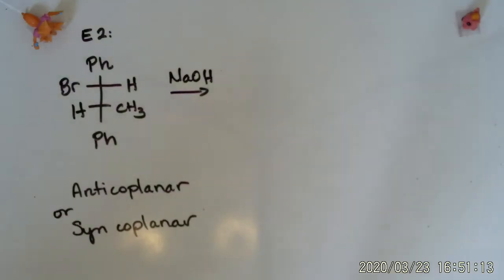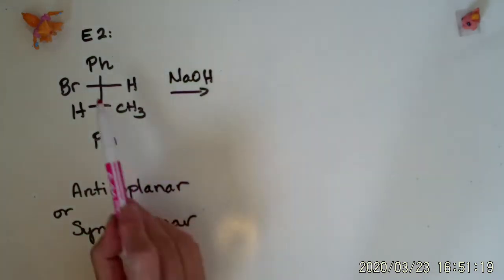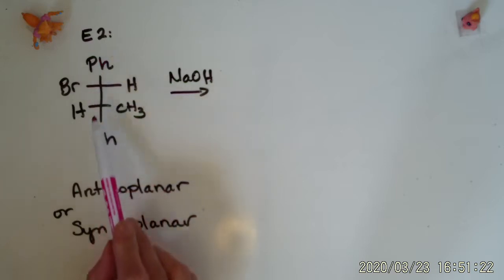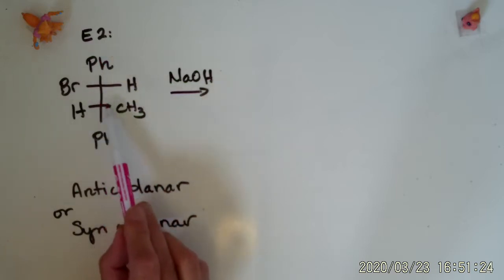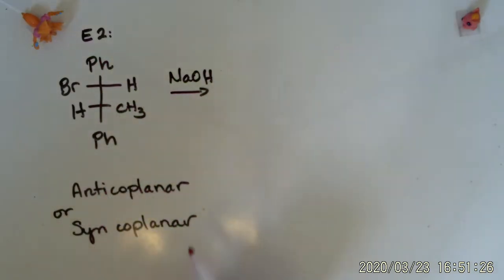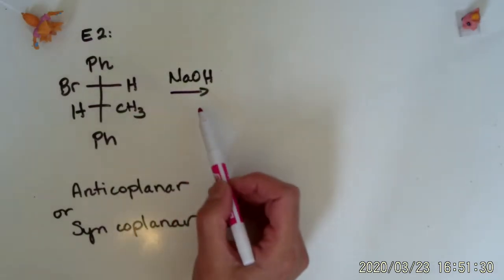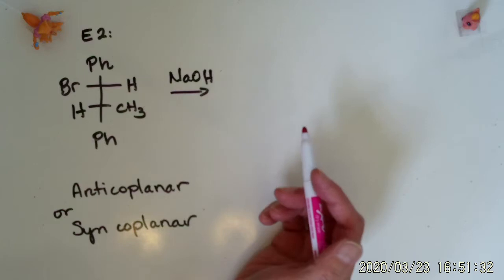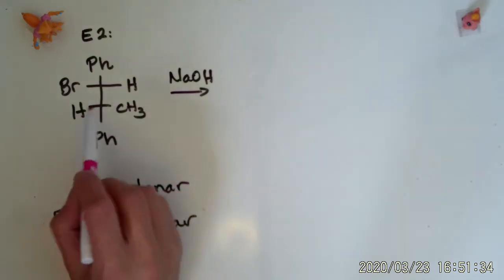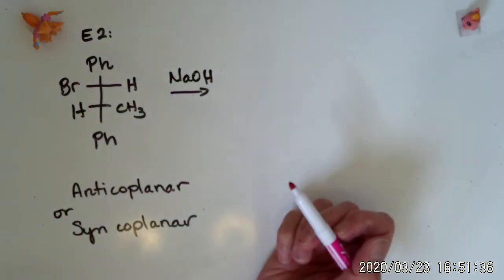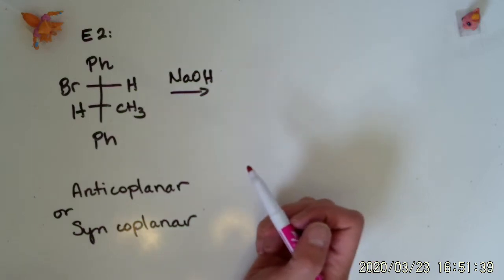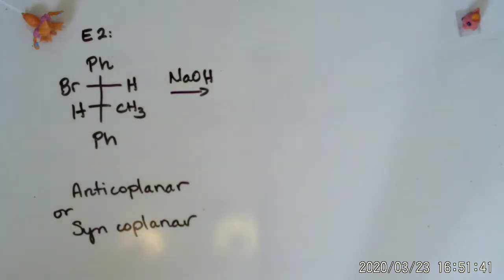Okay, our first example is to take this structure, 1-bromo-1,2-diphenylpropane. Basically, when we use a strong base like sodium hydroxide, what is our product? Well, we can see here that it's going to be an alkene, but do we get a mix of alkenes? What are we going to get?